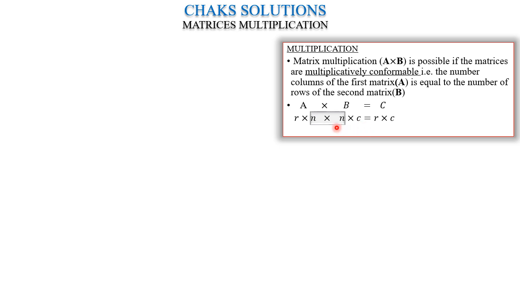As you can see here, the number of columns of the first matrix is equal to the number of rows of the second matrix. Automatically the result will be an R by C order matrix, so our matrix C will have an order of R by C. So let's look into this one.